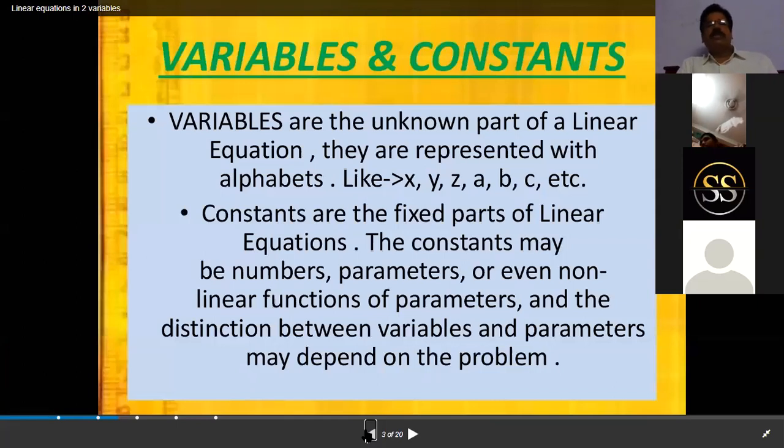Variables and constants. Variables are the unknown part of a linear equation. They are represented with alphabets like X, Y, Z or A, B, C, etc. Constants are fixed parts of linear equations. The constants may be numbers, parameters, or even non-linear functions of parameters. The distinction between variables and parameters may depend upon the problem.